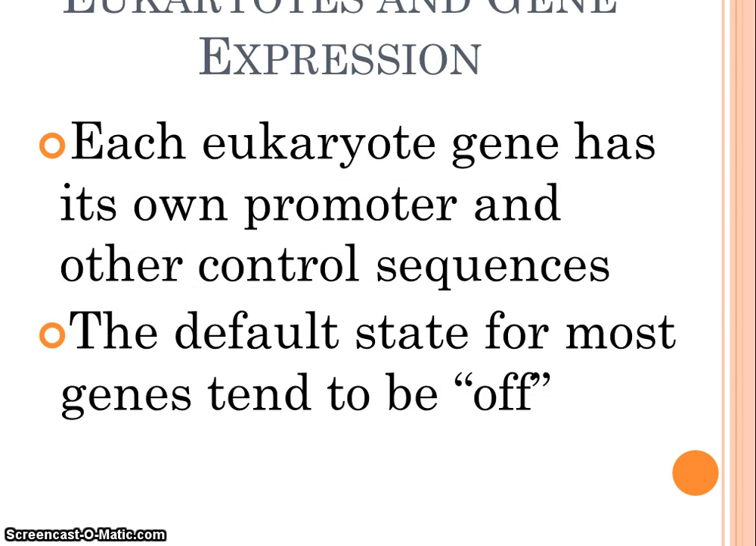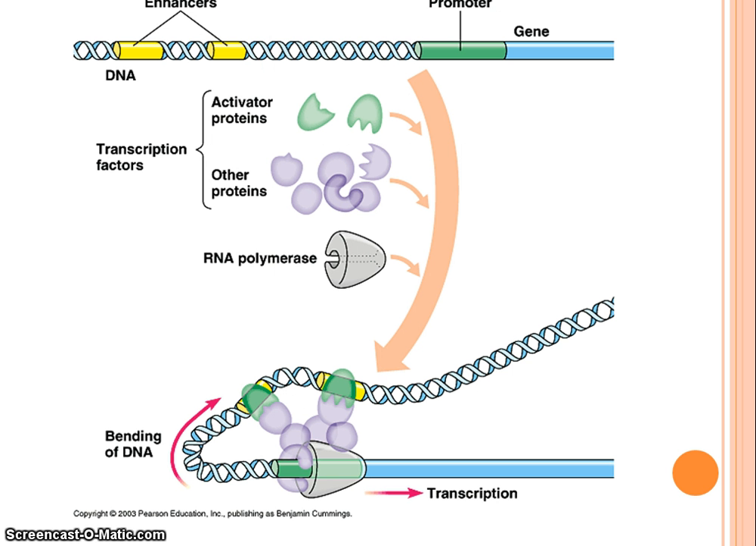Now we're going to focus a little bit on eukaryotes. And again, this wasn't found out until after the prokaryotic expression was understood. So each eukaryotic gene has its own promoter and other control sequences. Pretty much the default state for the genes is going to be off. Okay, we have more genes, we have more proteins, so the default state of off is more effective. Okay, and again, this is a little bit more elaborate.